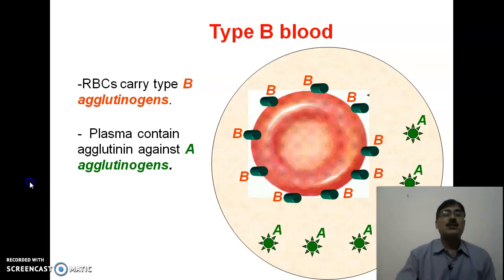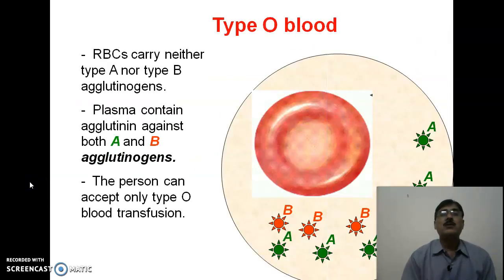Next, blood group O. In blood group O, the RBCs carry neither type A nor type B agglutinogens. It means both antigens are totally absent in this case. While the plasma contains agglutinins, that is, antibodies against both types of agglutinogens A and B. It means antisera A and B are present, which can cause clumping of those RBCs which carry antigen A or antigen B.